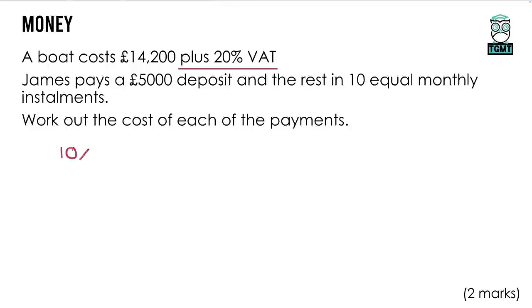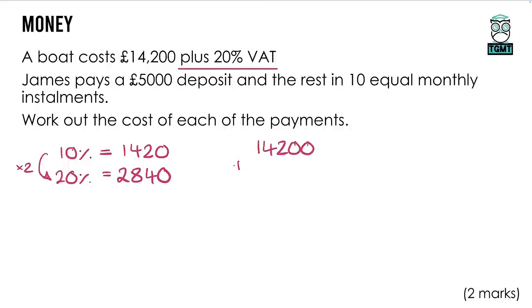Now without a calculator, the best method to go for is finding 10%. So 10% just knocks a 0 off the number, 1,420. Now for 20%, we're going to need 2 of those, so essentially just multiplying this by 2, and that'll give us 20%, and that comes out as 2,840. We are adding that on to the cost of the boat. So really clearly showing that we are going to add that on. So 14,200 plus 2,840, adding those together and showing our working 0, 4, 10, 7, and then 1.